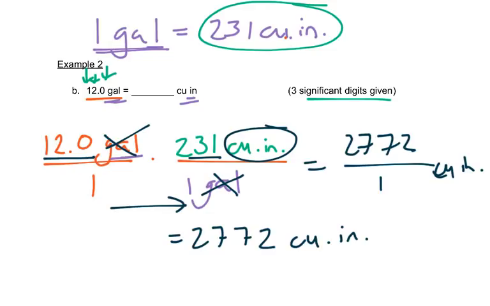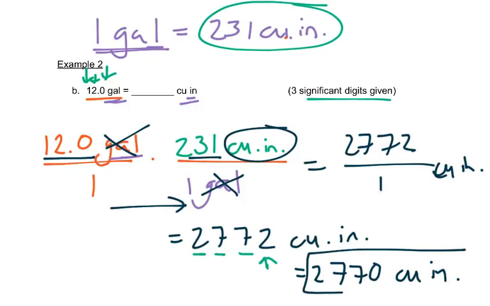Because that has 3 significant digits, we need our answer to have 3 significant digits. So the 2, the 7, and the 7. That means this 2 we need to do something different with. We need to round it so that the 7 is the last number we see that's not 0. So the 2 is below a 5, so the 7 will stay the same, and we'll write our answer as 2770 cubic inches. So the significant digits are really telling us about how to round.